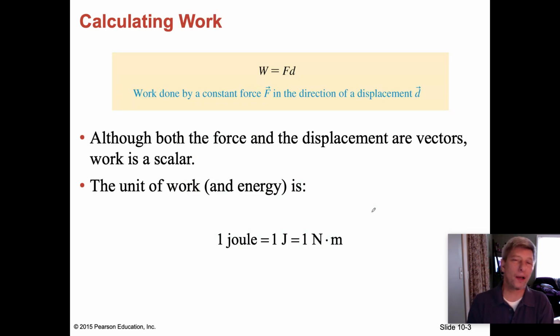Now, how do I calculate the amount of work that's actually done on the surfer? Well, the formula is very straightforward. It's one that you know from last year, and it's shown in the yellow box here on the top of the slide. We've got W equals force times displacement. Essentially, this says that the work done by a constant force in the direction of a displacement d is equal to F times d.